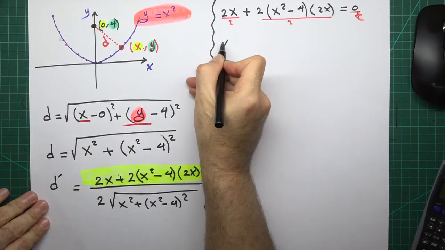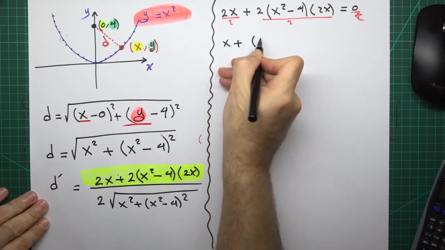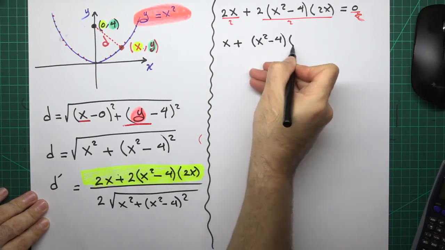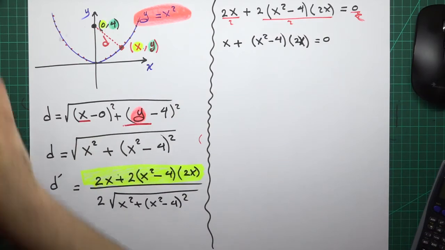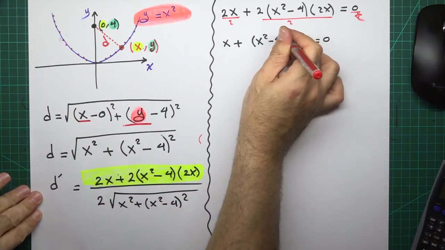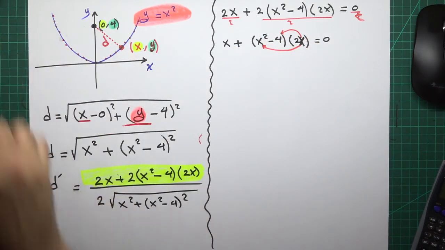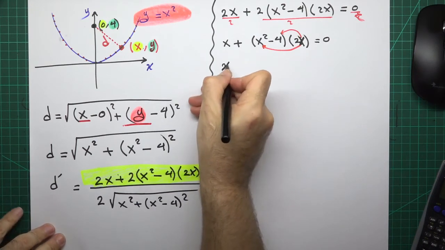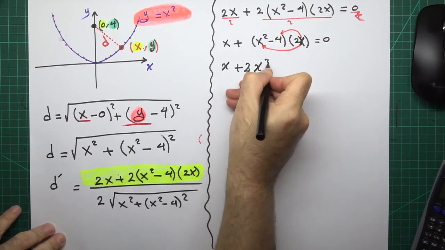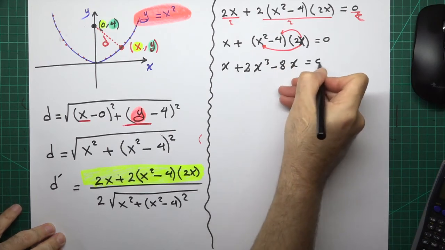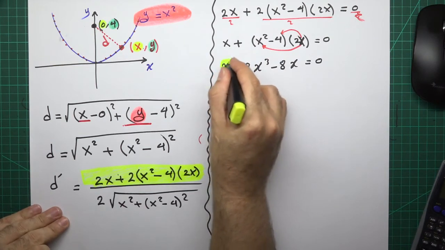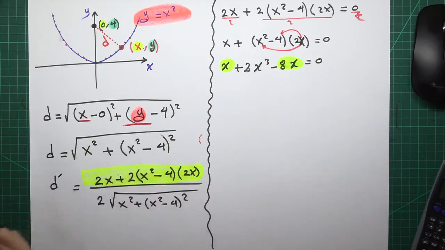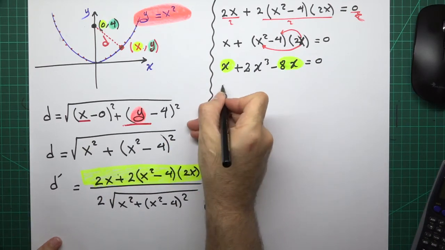So it will be x plus x squared minus 4 times 2x equals 0. Next step, I will distribute 2x and multiply it here. We get nice things: x plus 2x cubed minus 8x equals 0. Then, friends, we come here to combine this one with this one, and if you combine them, we get 2x cubed minus 7x equals 0.